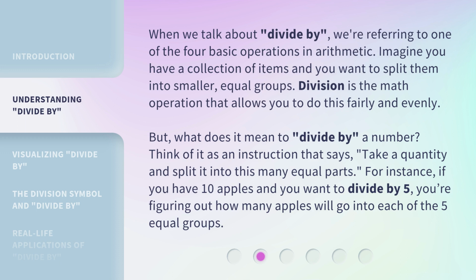Think of it as an instruction that says, take a quantity and split it into this many equal parts. For instance, if you have 10 apples and you want to divide by 5, you're figuring out how many apples will go into each of the 5 equal groups.